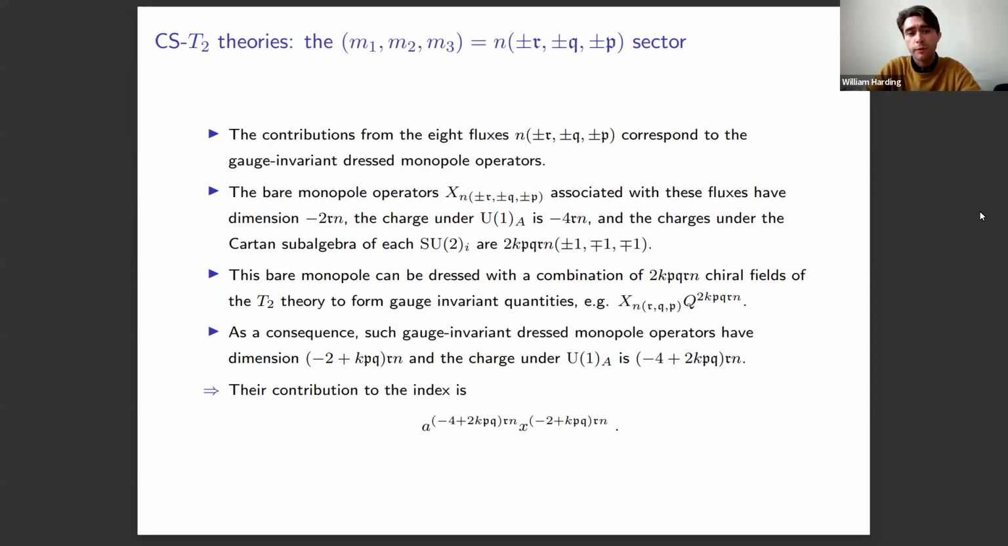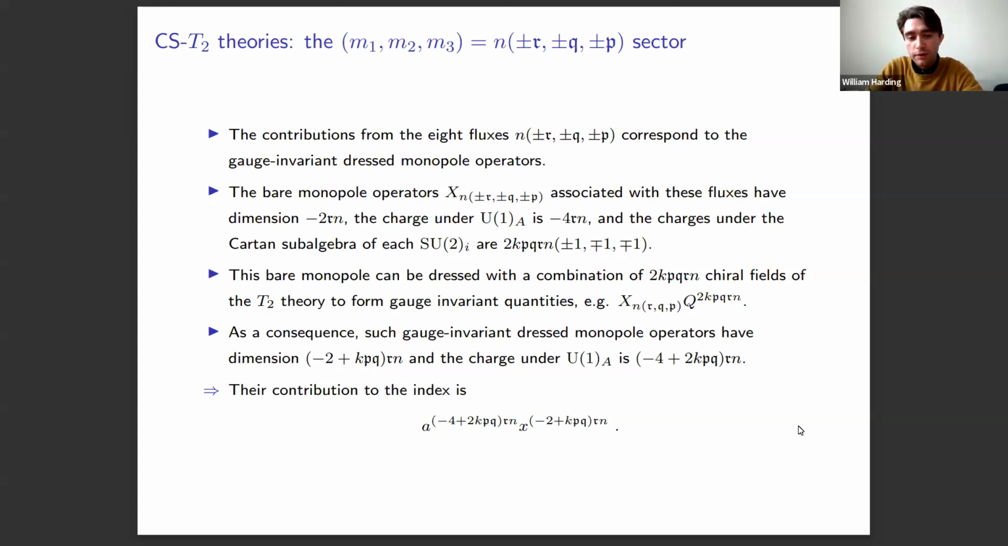And how can you see this? Well, you can start from the bare monopole operators associated to such fluxes. You can study their dimension, their charge under U(1)_A, and their charges under the Cartan subalgebra of each SU(2) gauge factor of the theory. And so this bare monopole operator can be dressed with a particular combination of chiral fields of the T2 theory to form gauge invariant quantities.